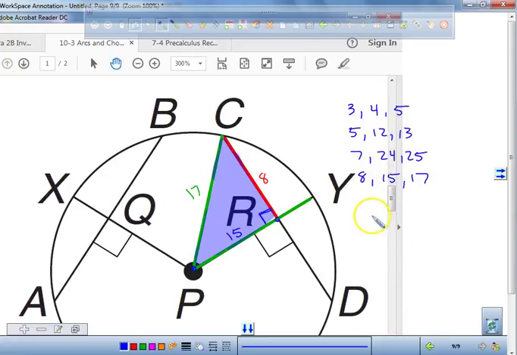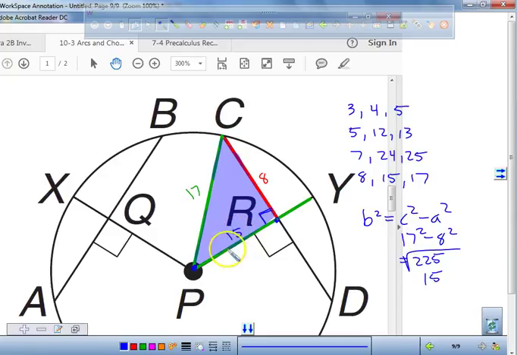Now, what he did was this. He said, let's just call this B squared. He said B squared is equal to C squared minus A squared. So he took 17 squared, he took away 8 squared, and he got 225 out of that. But after he took the square root, he got a 15. So what is the distance from P to R? What is that distance? 15.